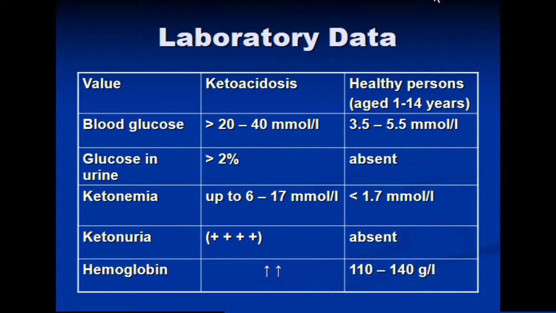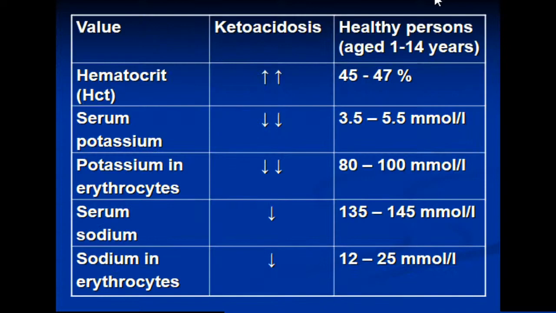Hemoglobin increases. Normal up to 104 gram per liter. Hematocrit also increases. Why increase? Because of developing dehydration. Normal hematocrit 45-47%. Serum potassium decreases. Normal level 3.5 up to 5.5. Potassium in erythrocytes decreases. Normal level 18 to 100 millimole per liter. Serum sodium decreases. Normal level 135 to 145. Sodium in erythrocytes also decreases. Normal level 12 to 25 millimole per liter.